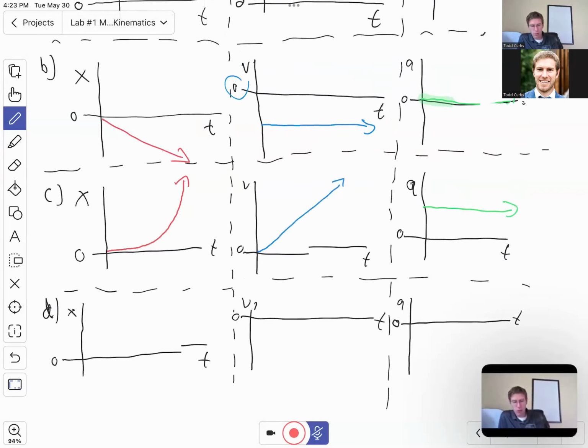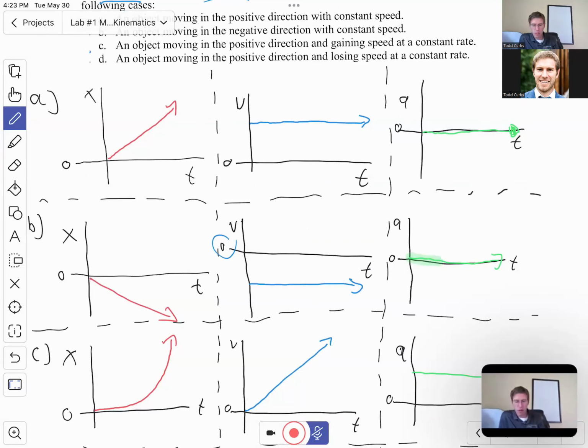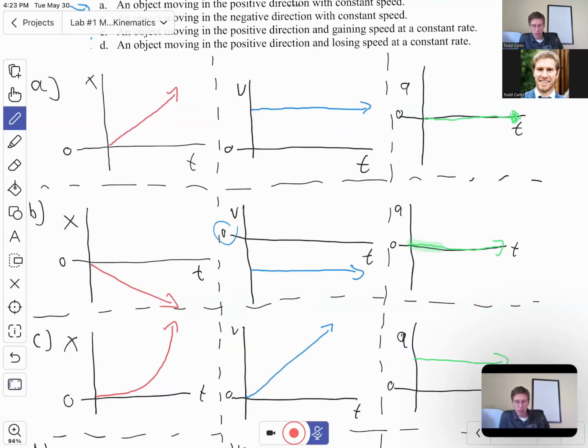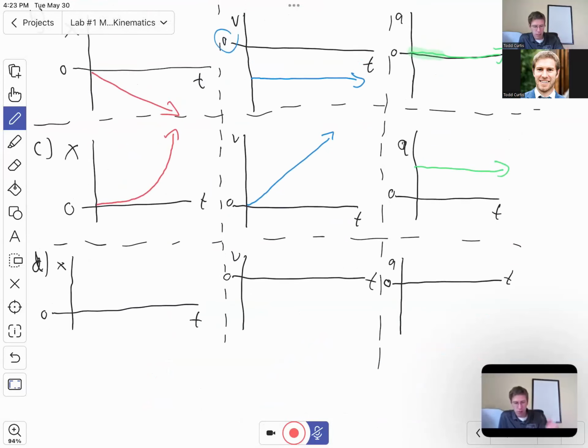And the very trickiest one is actually part D, because we have an object that's losing speed at a constant rate. However, we're told it's moving in the positive direction. Oh boy, so this one's tricky. Let's again do it the same way. Let's start with acceleration. So we have a constant and negative acceleration.